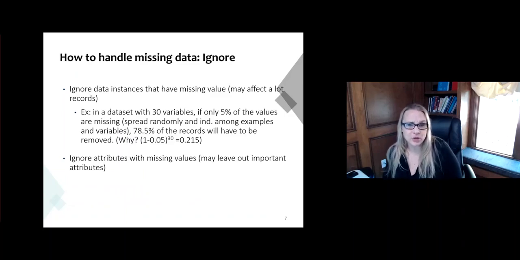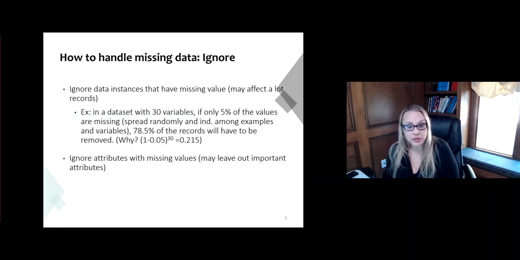One of the things that we can do with missing data is we can ignore it. But we need to keep in mind if it affects a lot of records, we have a problem. So for example, in a data set of 30 variables, if only 5% of the values are missing and it is spread randomly and independently among examples and variables, you could have 78.5% of the records that you have that need to be removed. So if you do the math, you have 1 minus 0.05 raised to the 30th, that's going to give you 0.215.